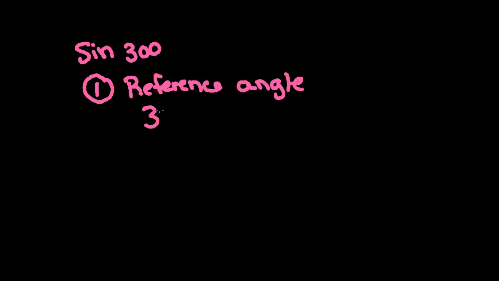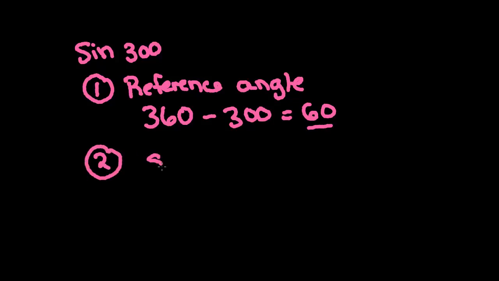So I can see that if I take the number 360 and I subtract 300, that will give me a number in that first quadrant. So that's what I'm going to go ahead and do. 360 minus 300 gives me 60. So that's my reference angle. So step number 2 is to find the sine of that reference angle. So the sine of 60 degrees is square root of 3 over 2.